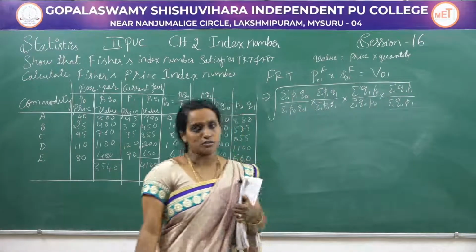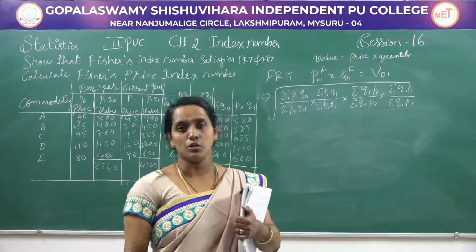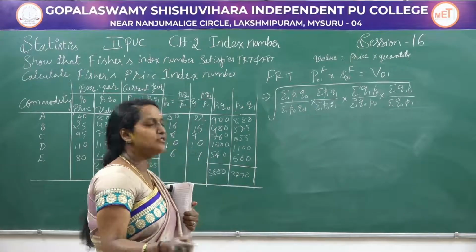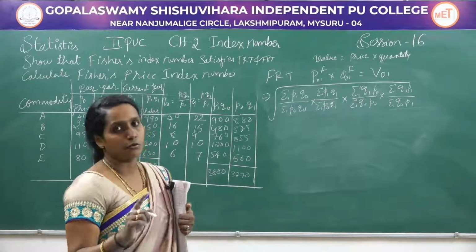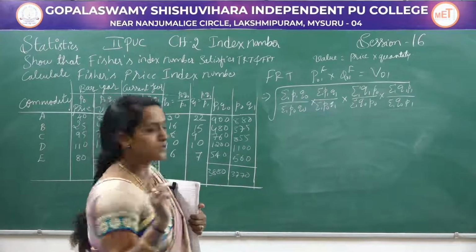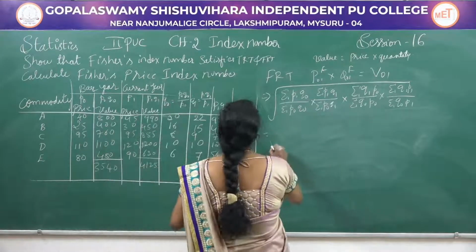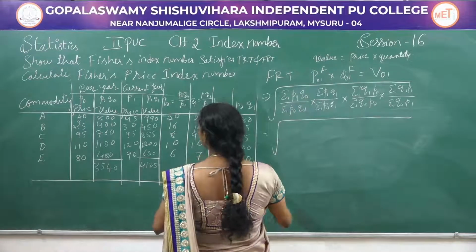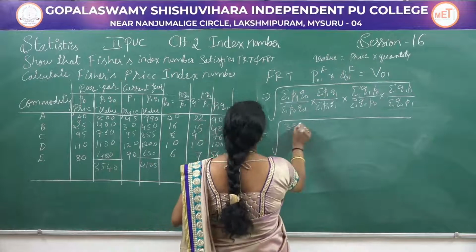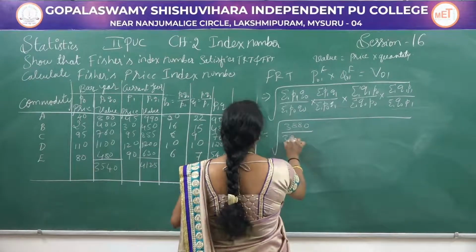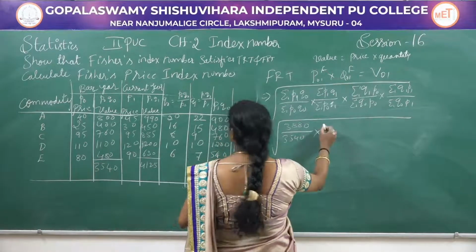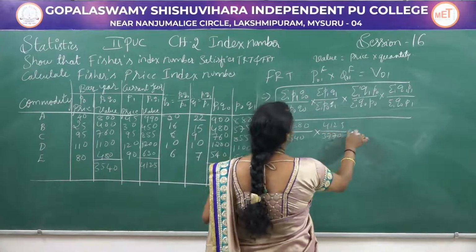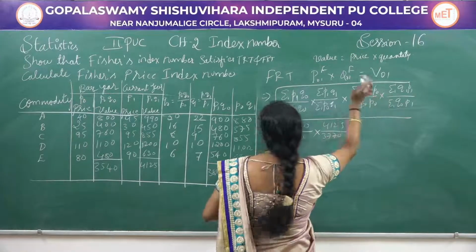Here for this also we should substitute the values and then we have to cancel. Without substituting the values, if you cancel, you will not get any marks for that cancellation. Okay, so substitute the values. It is P1 Q0, P1 Q0 is 3880 by 3540 into 4125 by 3770, into Q1 P0.